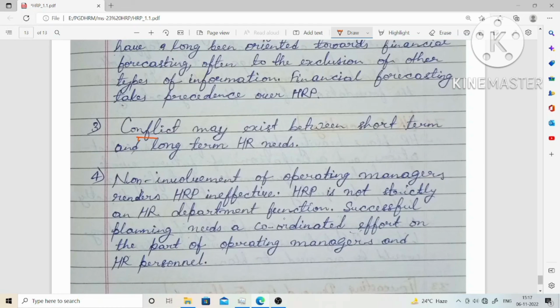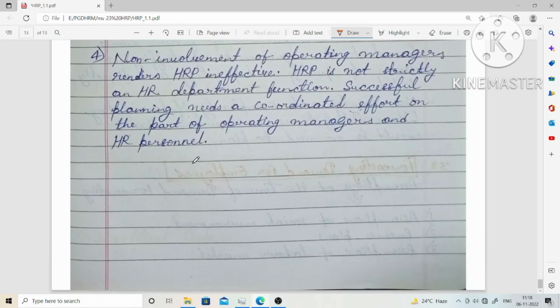Successful planning needs a coordinated effort. If planning is to be successful, then coordinated effort will be required on the part of operating managers and HR personnel or HR managers. Okay, I think this is the end of the second session of the first unit.